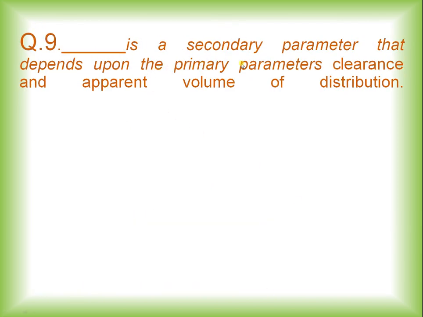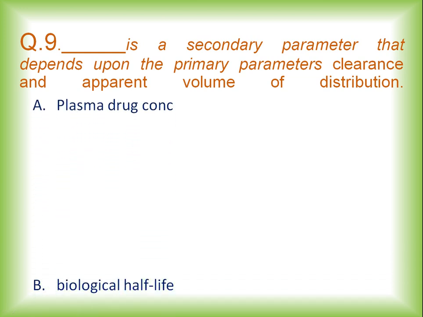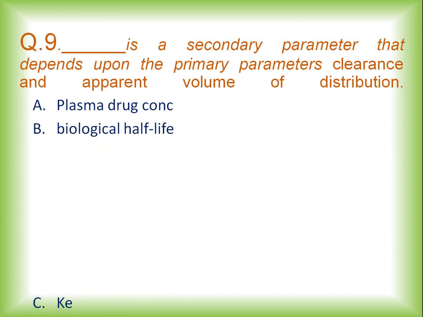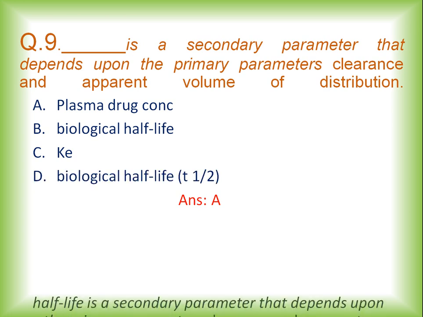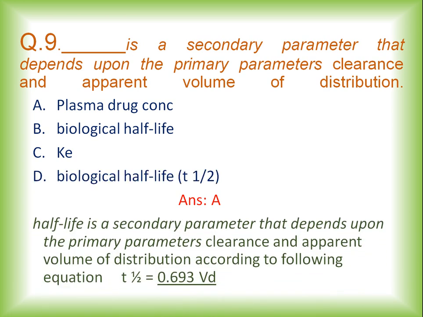Next question, dash is the secondary parameter that depends upon the primary parameters such as clearance and Vd, that is volume of distribution. Options are plasma drug concentration, biological half-life, Ke, and the right answer is option B. By mistake I have written A here, so the right answer is biological half-life. So option B is right over here.